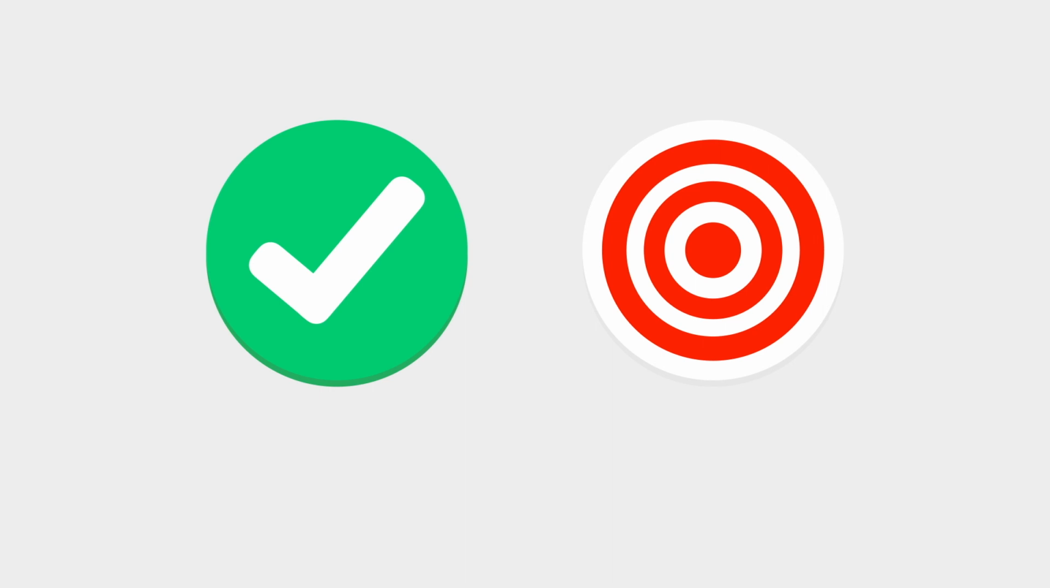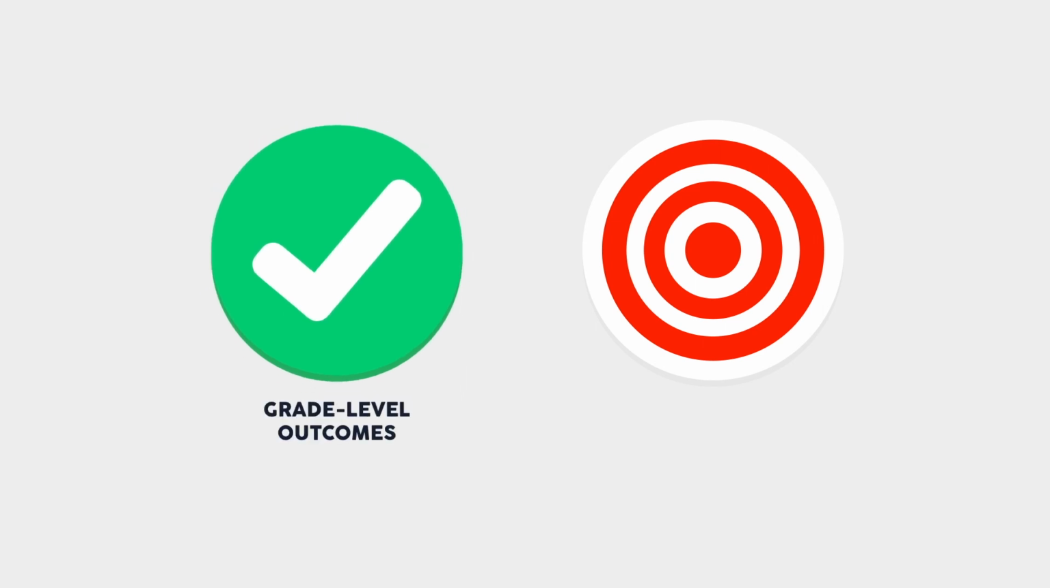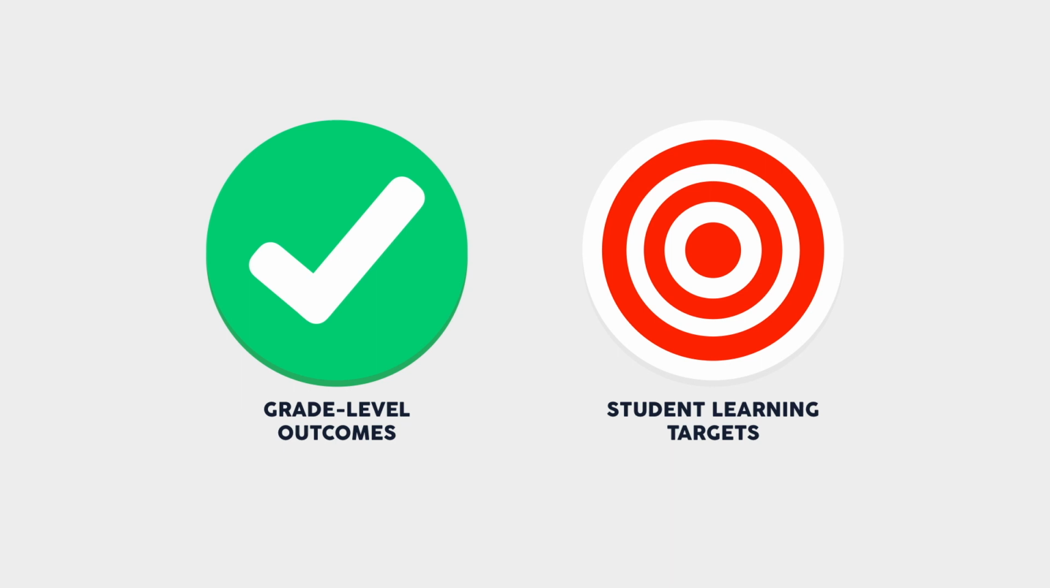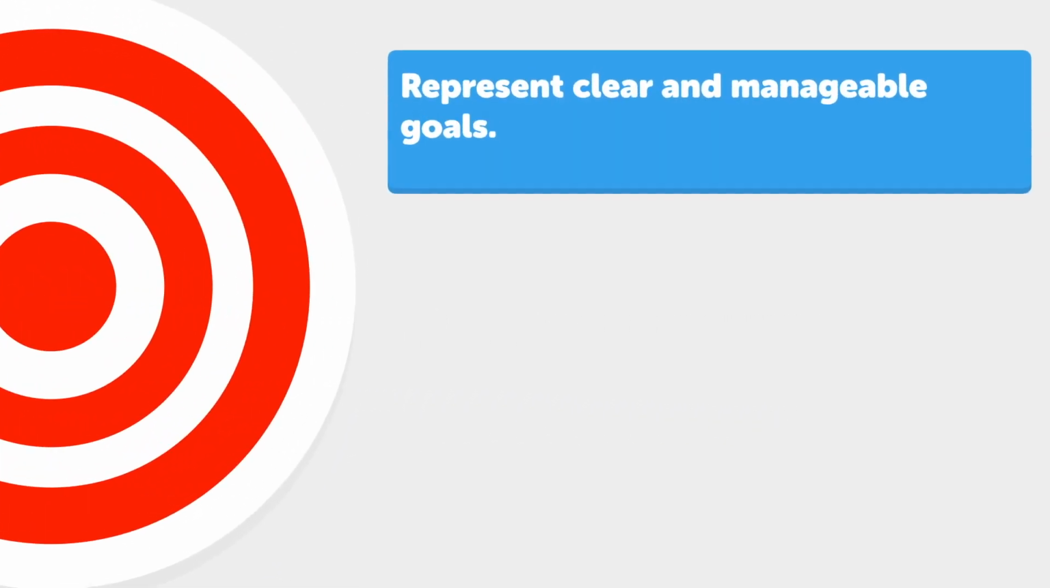So grade level outcomes are the teacher-friendly descriptions of what students should be able to do, know, and understand at any given grade level. And student learning targets are the student-friendly outcomes that provide students with the bite-sized learning that they are aiming for by the end of a lesson, unit, or course. Student learning targets are essential because they represent clear and manageable goals that motivate students to accomplish tasks by letting them know that success is within their reach.